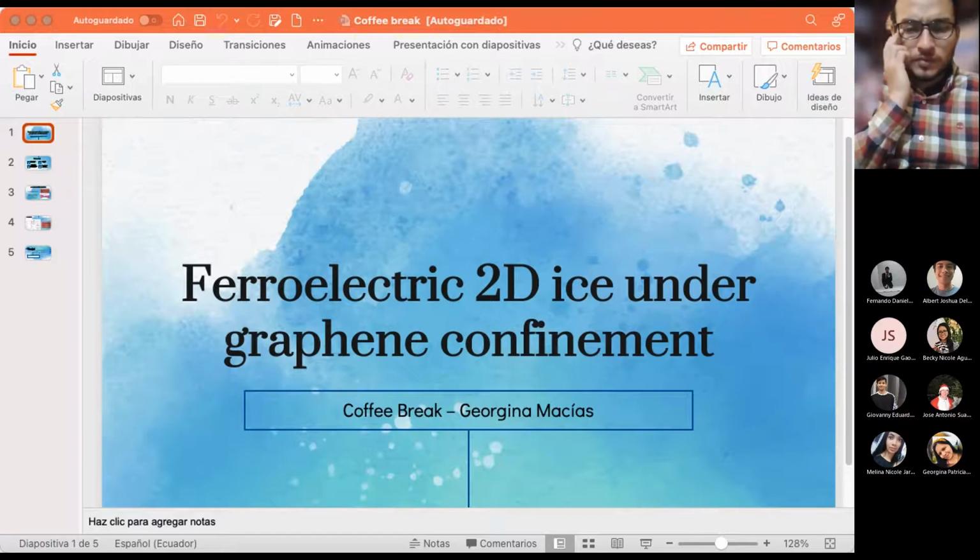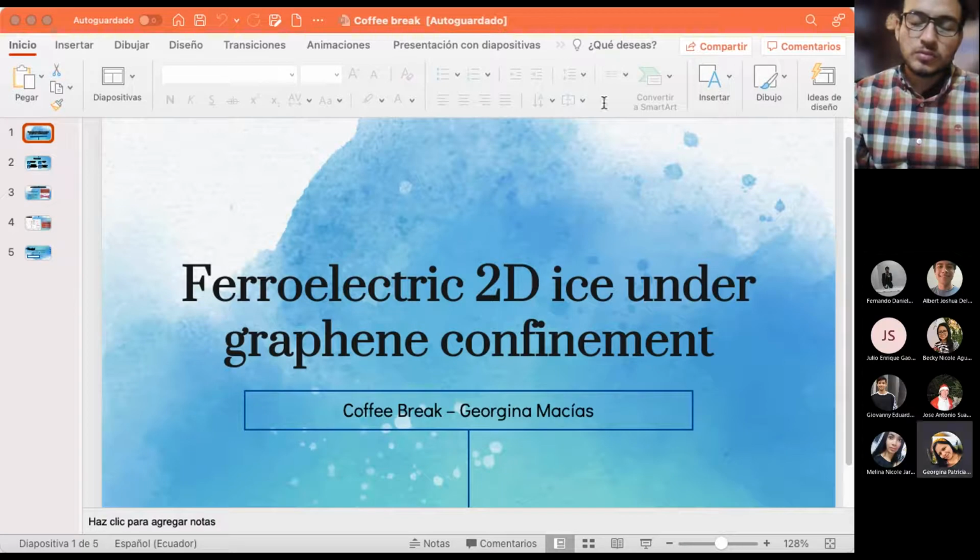Okay, thanks, Georgina. I didn't quite understand a couple of things. First of all, why will ferroelectric ice be useful? Electric applications for the realization of mechanical memory with more capabilities.